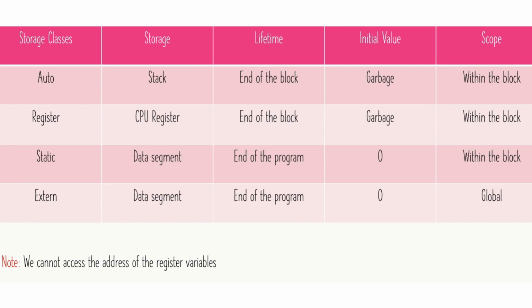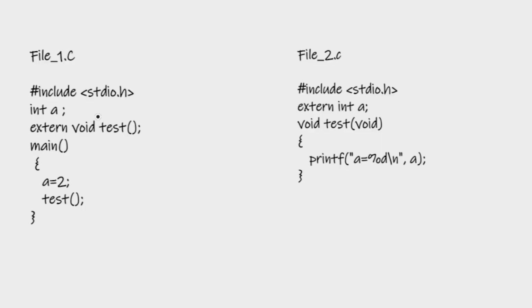We should also keep in mind that we cannot initialize an extern variable, and also the variable which we declare as an extern should be a global variable in another file. Otherwise, it will throw a linker error. The lifetime of an extern variable is till the end of the program, and the initial value will be 0 if it is not initialized, and coming to scope, it is global.